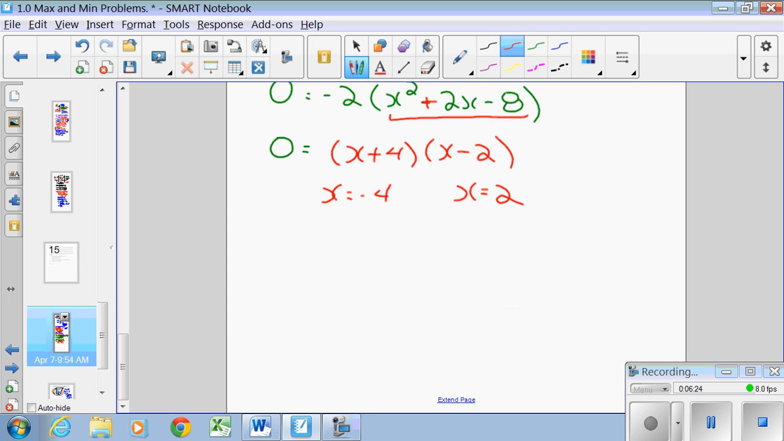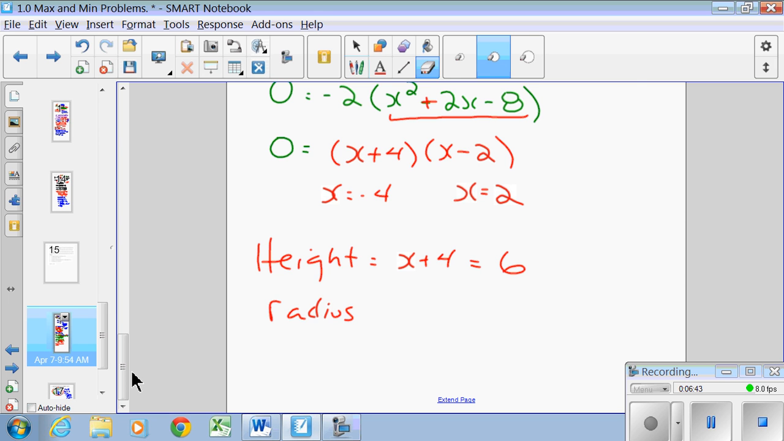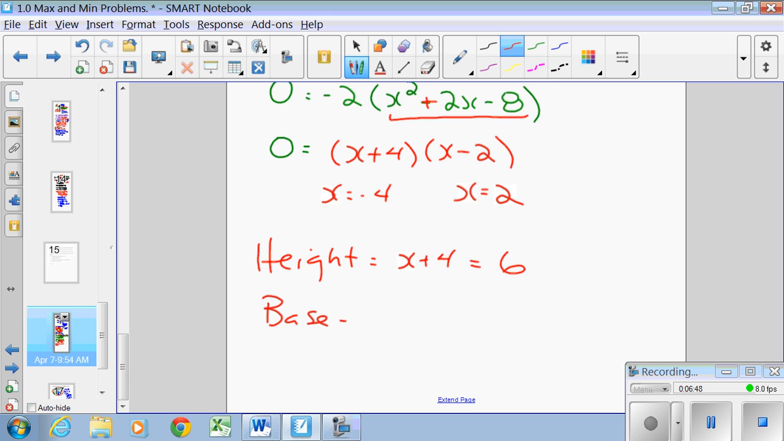If you go back to the start of the question again, we talked about what is the height of the triangle, and it's x plus 4, so the height of the triangle is going to be 6. The radius, not the radius, how about the base? The base of my triangle is 2y.